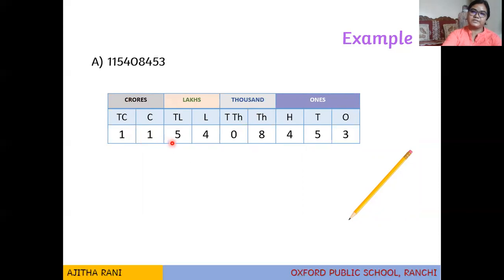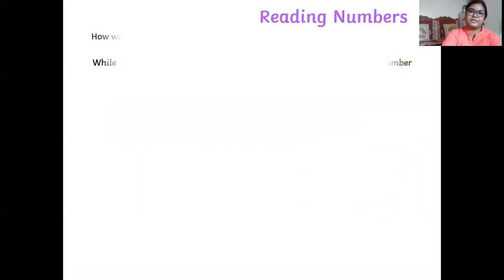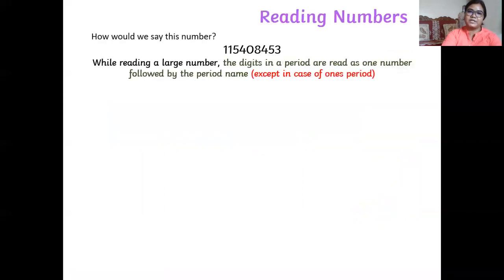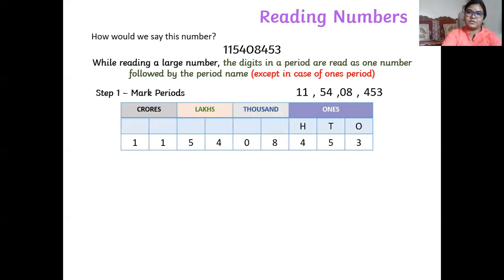Now how to read this number? The rule is that we have separated the periods by giving a space, but we can also put commas instead to separate the periods. Now, how to read that particular number? While reading a large number, the digits in a period are read as one number followed by the period name, except in the case of the ones period. Now, step 1 was to mark periods according to the chart. We have marked it. We have placed commas.